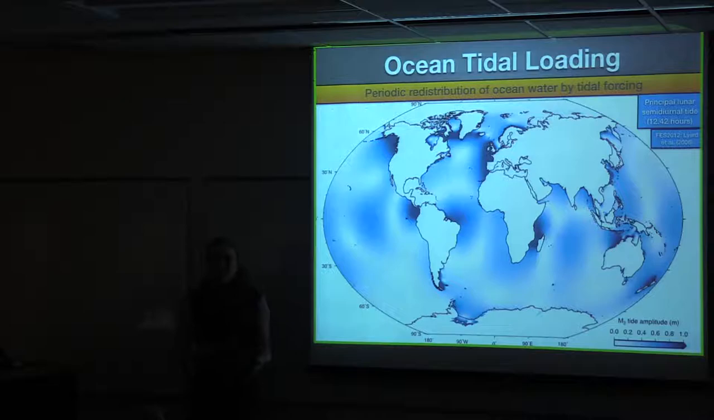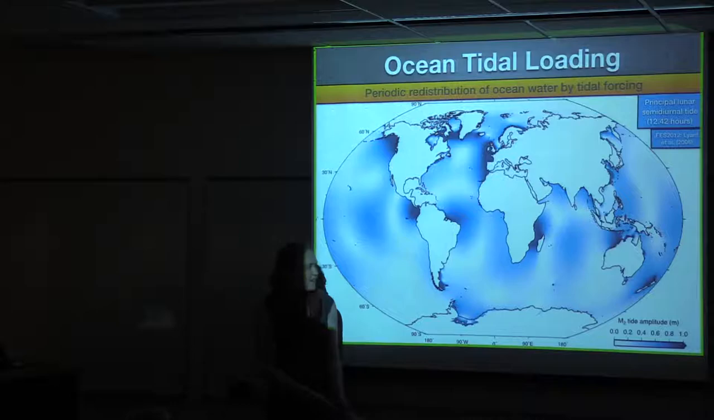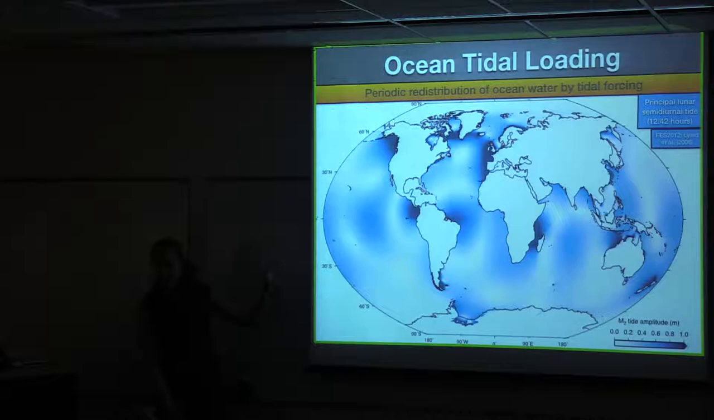And here I'm just showing the amplitude, which is ranging up to, this is the scale on the other side, up to a meter here. The scale is saturated though, so in a few select regions this tide can be several meters in amplitude.